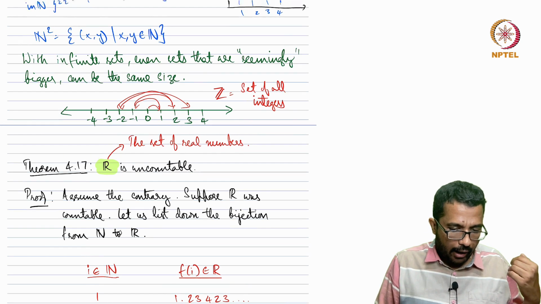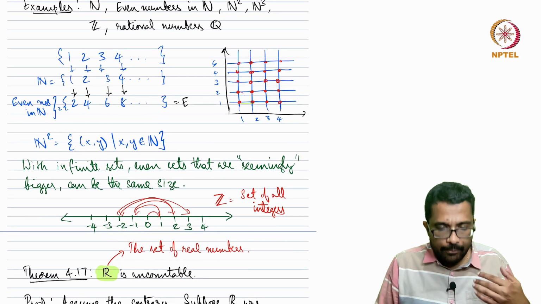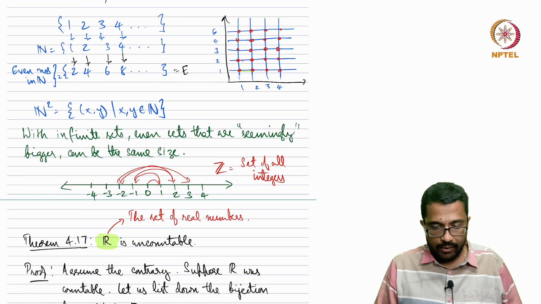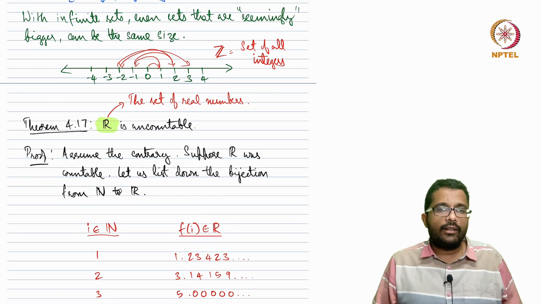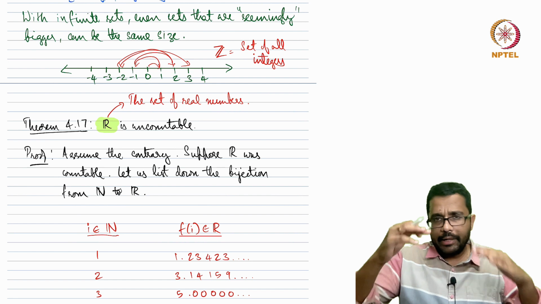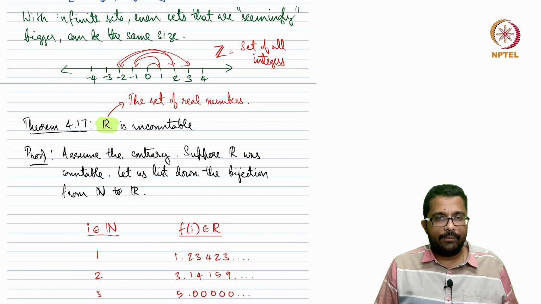For other sets that we saw, like N square or Q or Z, we were able to list down all the elements of that set without missing out on any of them. But for R, to show that R is uncountable, R is a set of real numbers, you have to show that whichever way you try to list down the elements of R, you cannot capture all of them, right. So the way the proof goes is the following.